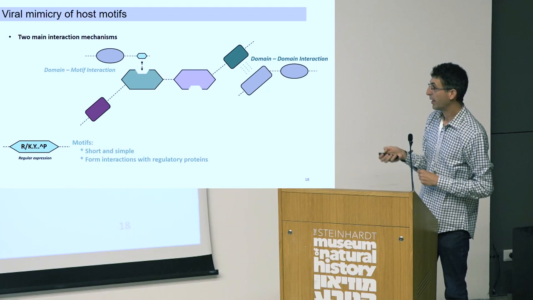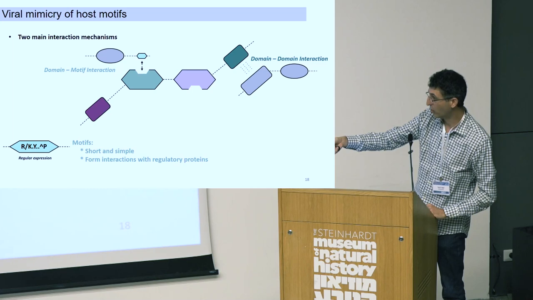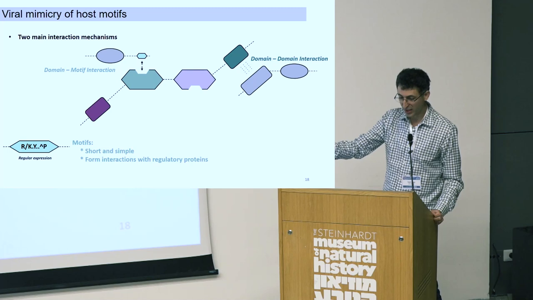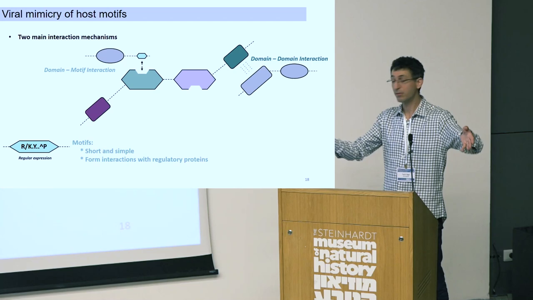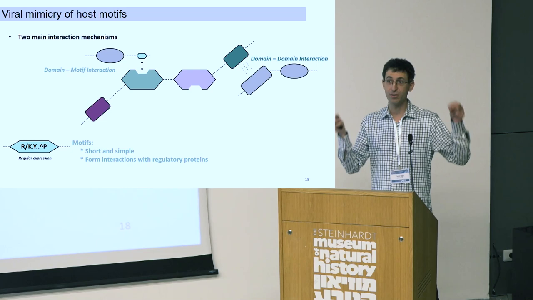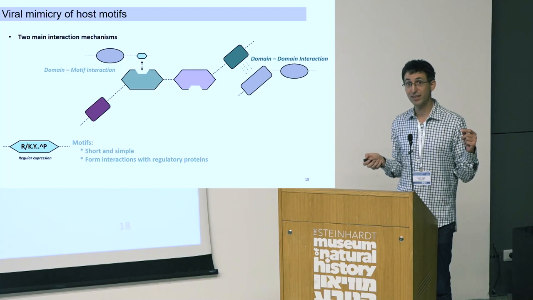And these motifs look something like this, okay? So you have an R or K, meaning a positively charged residue, and then something, and then a tyrosine, and then something, and then another something, and then something that is not a proline. So this is rather a pathetic motif, right? But this is the real motif, and do not underestimate the importance of these motifs, because they are actually in charge of most of the regulatory interactions in our body. They are often involved in cancer, for example. So do not underestimate motifs.